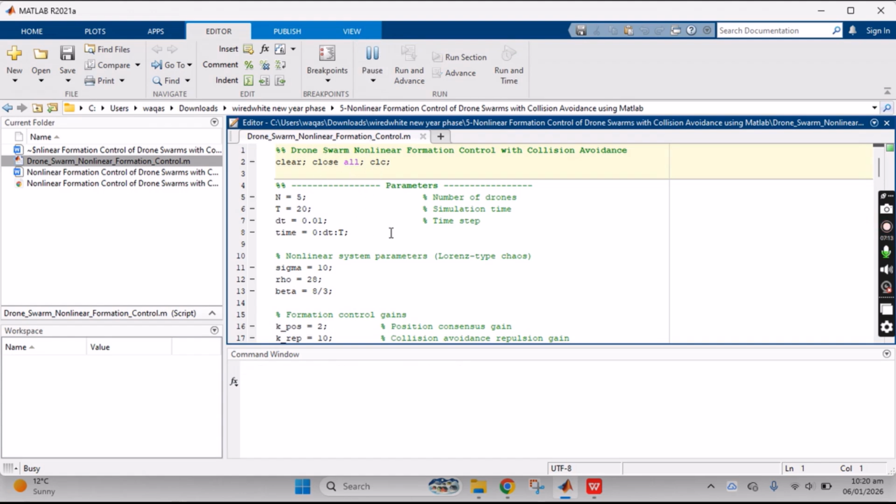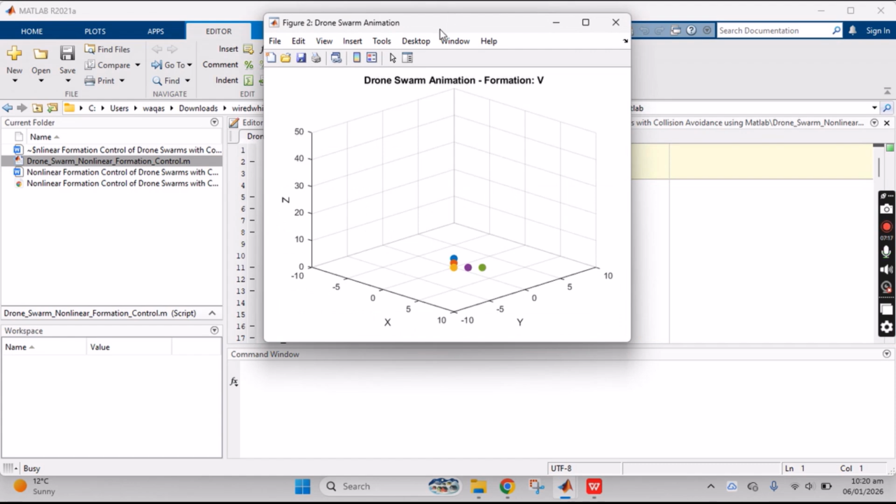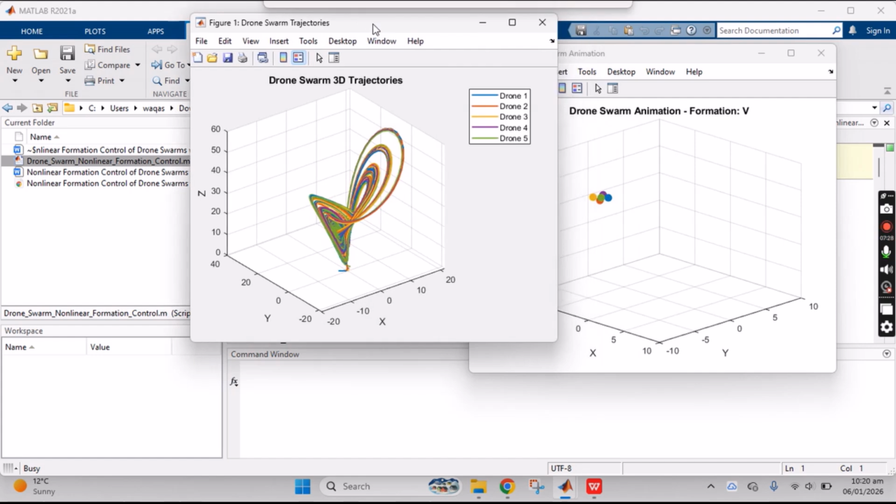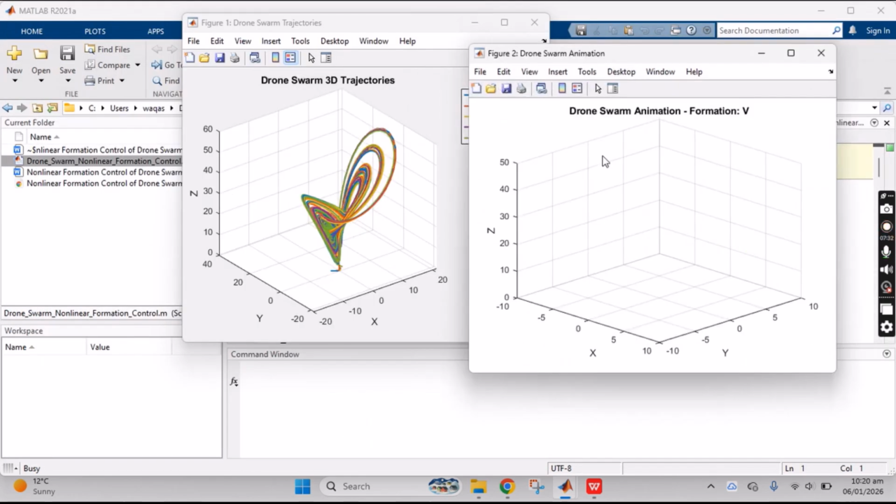You just need this MATLAB code for the drone swarm nonlinear formation control. So see, these are the animations of the drone swarm formation. For example, this is the first figure, and this is the animation figure which shows the working of the drones. See the movement of the drones in different environments and different strategies. Yes, the animation ended. Now it will provide the next graph as well.